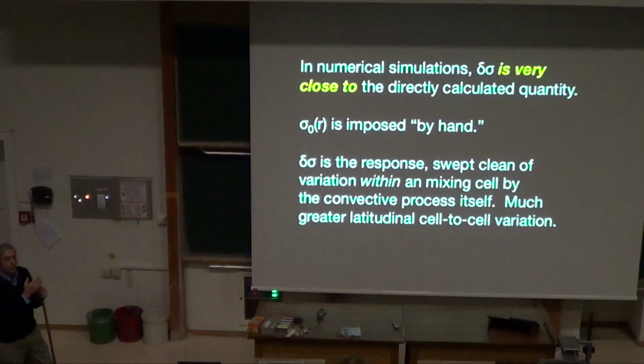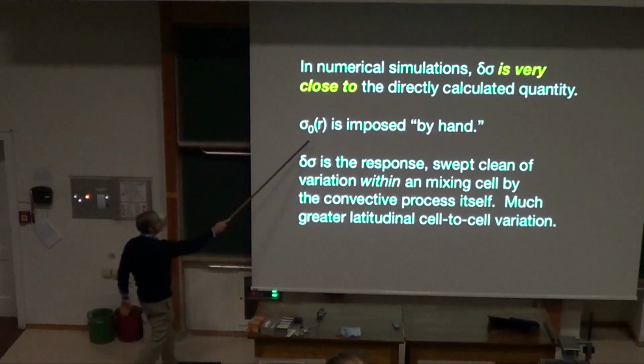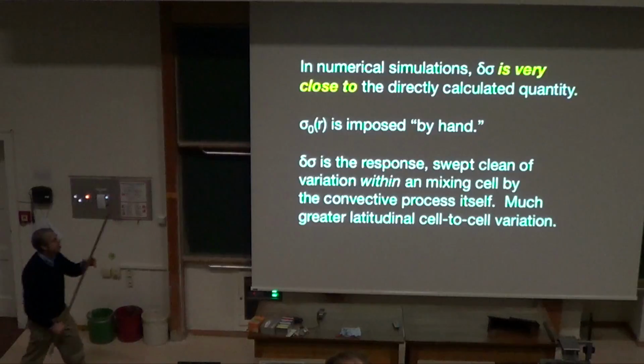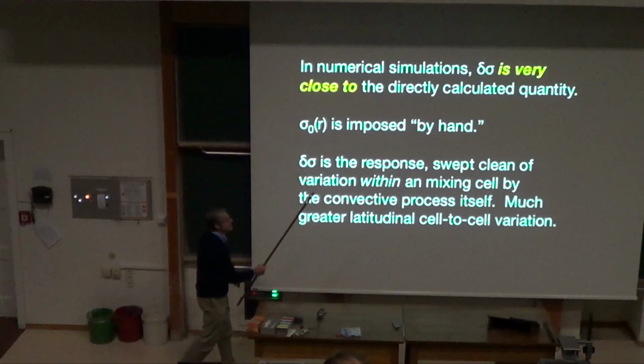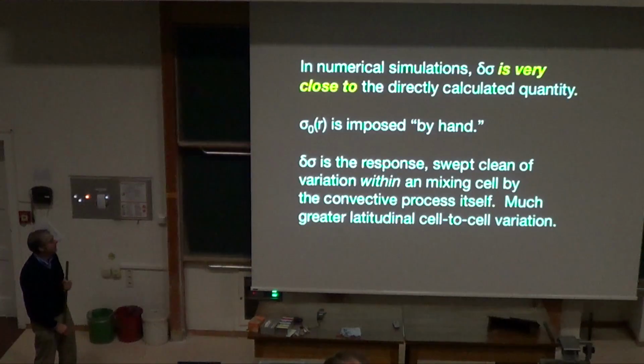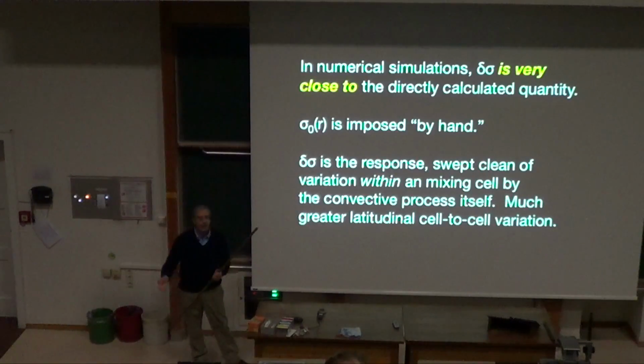Interestingly, when people do numerical simulations, what they actually calculate, because of this difference between the part of the entropy that depends on angle and the background driving entropy, which is big, they put this part in by hand. They put the driving entropy, that's a given function, and then they let the sun respond to that. So what they actually calculate is delta sigma, the residual entropy. Delta sigma is the response, and it's swept clean of variation.